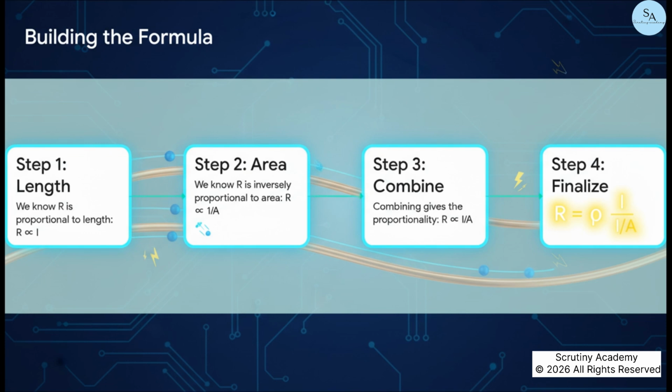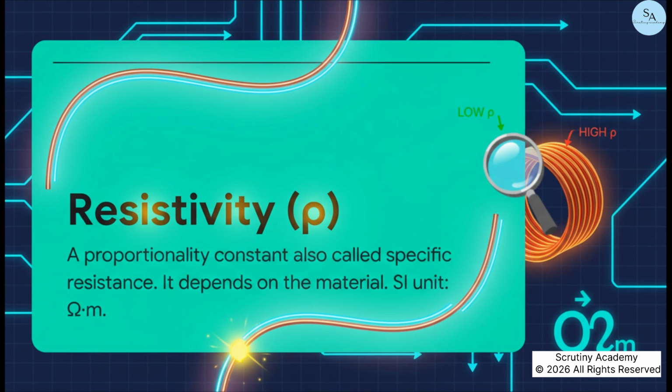Now, to turn this from a proportionality into a real equation, we need to add a constant. This constant's job is to represent the material's natural, inherent resistance. We give it the Greek letter rho, and it's called resistivity. So this property, resistivity, is what we were talking about earlier. It's the number that captures the nature of the material. It's an intrinsic value. Copper will always have its specific low resistivity, and nichrome will always have its high resistivity, no matter what shape or size the wire is. We measure it in ohm meters.